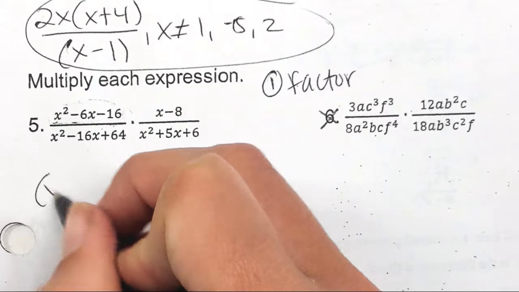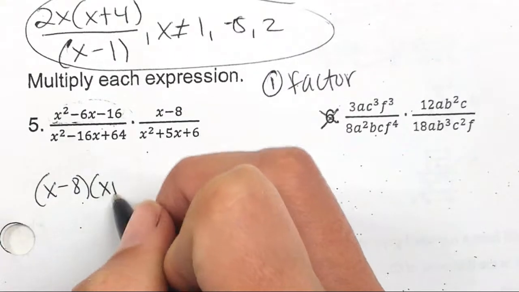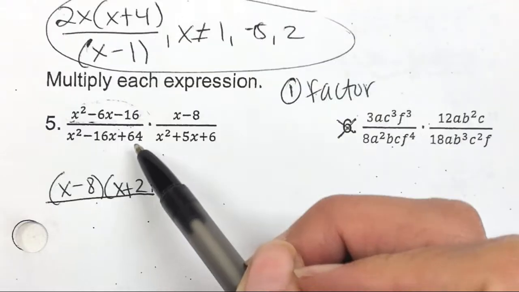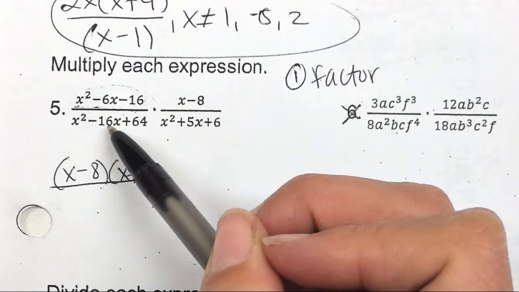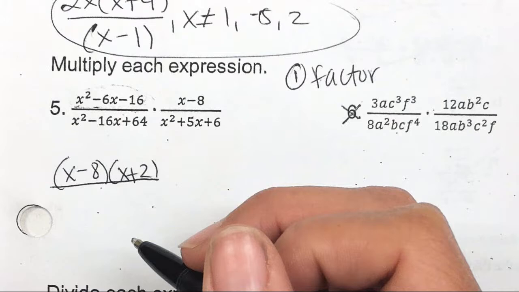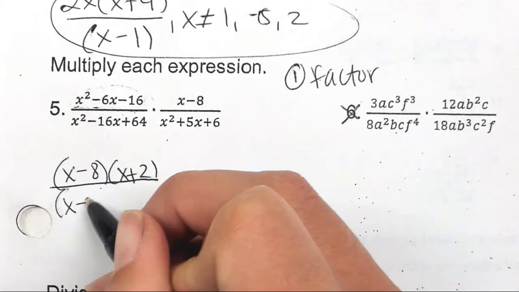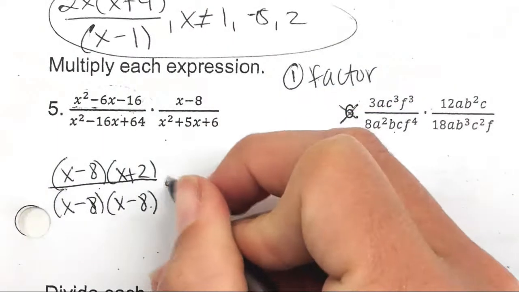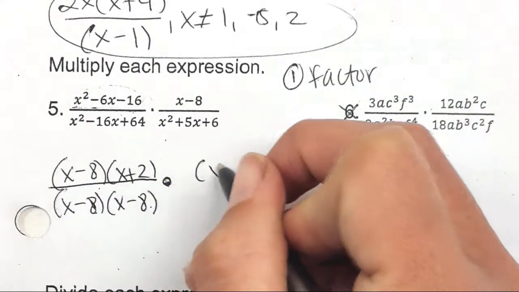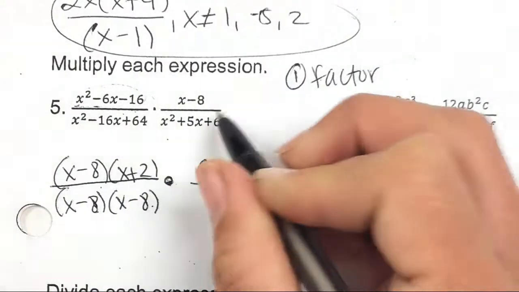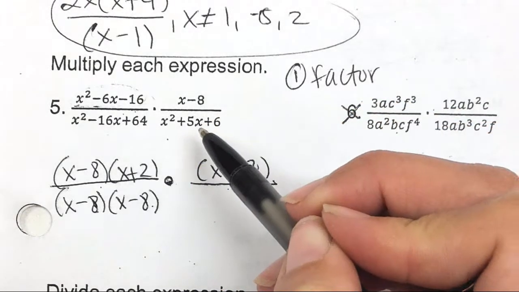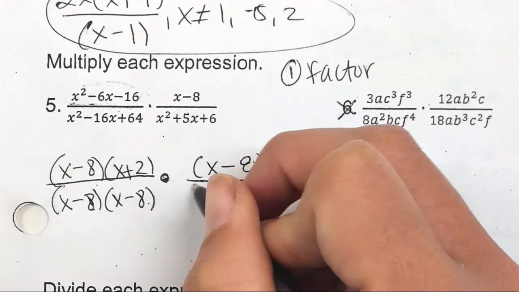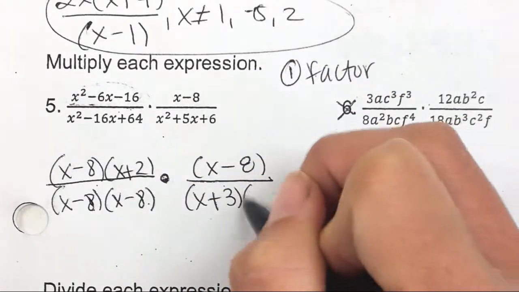That's going to be negative 8 and positive 2. On bottom, what can multiply together to get 64, add together to get negative 16? That's going to be negative 8 and negative 8. Up here, this is already factored as much as it can be, the x minus 8. So we'll move on to this. What can multiply to get 6, add together to get 5? That's going to be 3 and 2.